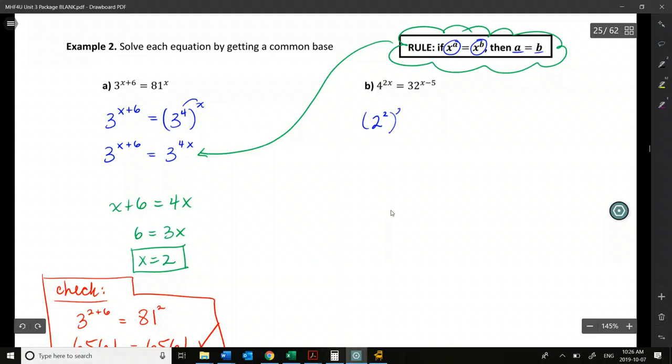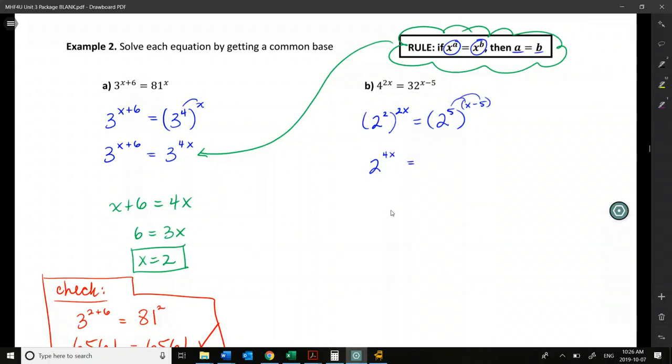Okay, so bases of 2 over here. How do I express 32 as a base of 2? 2 to the 5? Okay. So I'm just going to simplify the exponents using power rule here. So this will be 2 to the 4x. And then be mindful, this actually needs to be distributed into that expression there. So it's like 2 to the 5x minus 25.